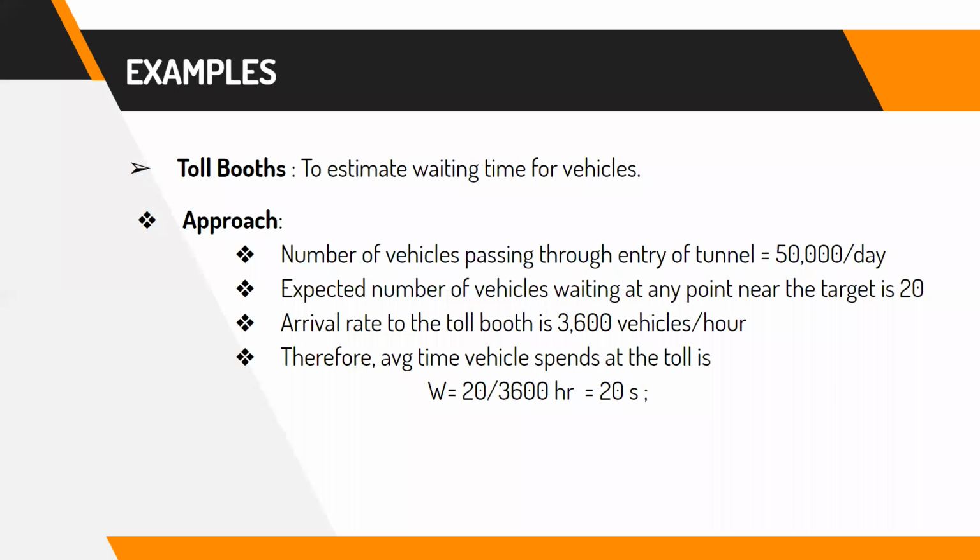The next example is that of the toll booth, where we want to estimate the waiting time for vehicles. Here we are using Little's law to ask what quality of service is being delivered in terms of average waiting time per vehicle. The arrival rate to the toll booth is 3,600 vehicles per hour, and the expected number of vehicles in the system is 20 vehicles. Therefore, on average, the time a vehicle spends at the toll booth is W equal to 20 by 3,600 hours, which is 20 seconds.